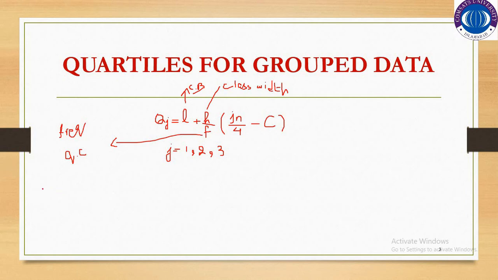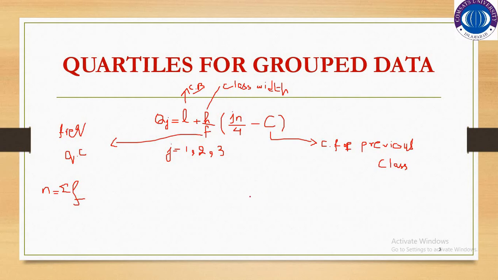As this is grouped data, N is equal to summation F, which is the sum of the frequencies, and C is the cumulative frequency of the class previous to the selected quartile class. So this is the formula to calculate the quartiles in case of grouped data.